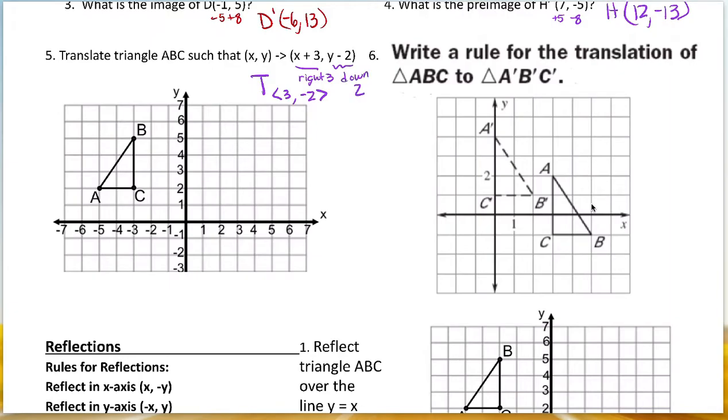And the notation in middle school would have been different for this. Like they might have just said translate right 3 down 2. I'm going to use the points on the graph and I'm just going to count from each point. We're going to move 3 to the right and 2 down. And then be sure that you label that with your prime notation. 1, 2, 3, and 2 down.